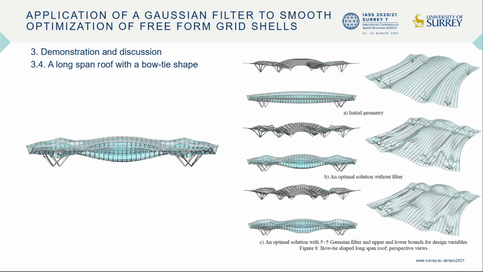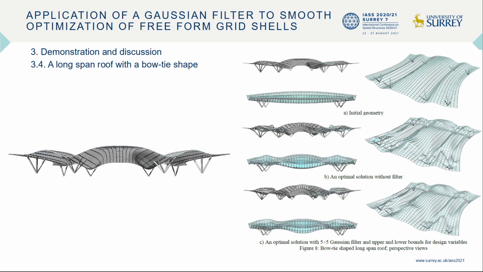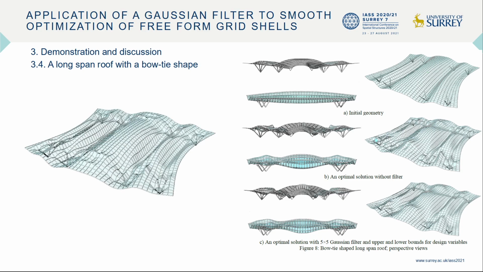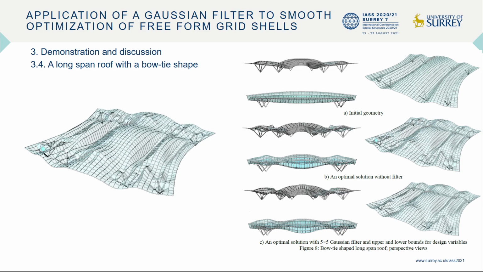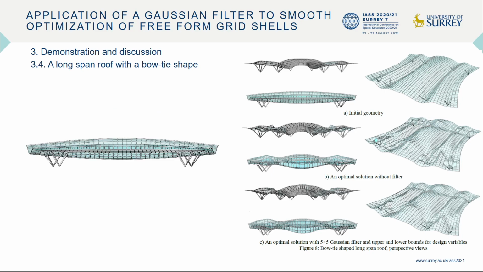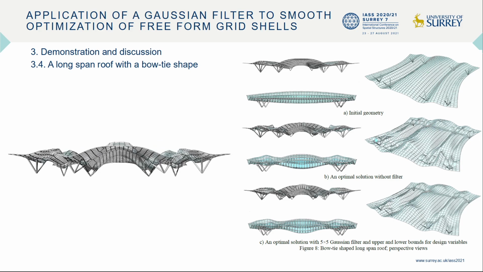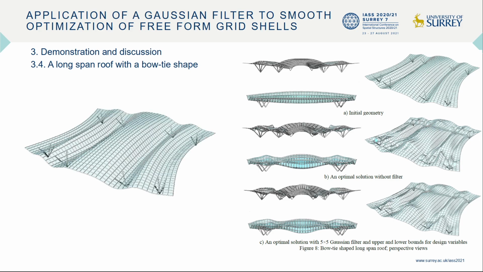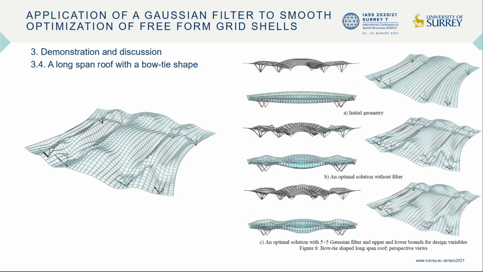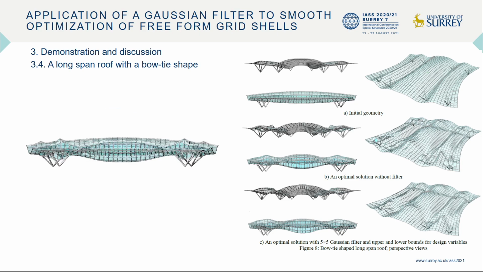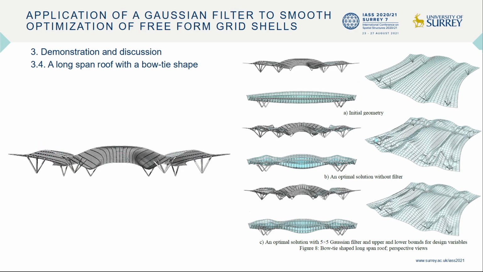In the last test case, the complexity is increased as shown in the initial geometry in A, by curving the ridge and valley lines as well as spanning more than half of the approximately 40 meter overall length. A jagged geometry seen in solution B would be hardly acceptable from the practical point of view. In contrast, the smooth solution in C can be a good starting point for further design development.